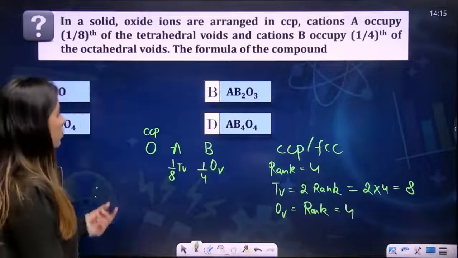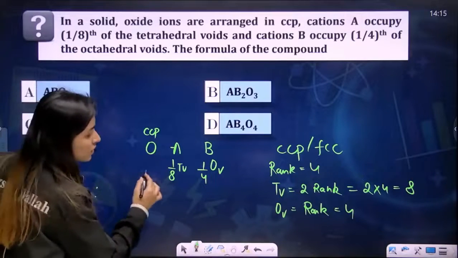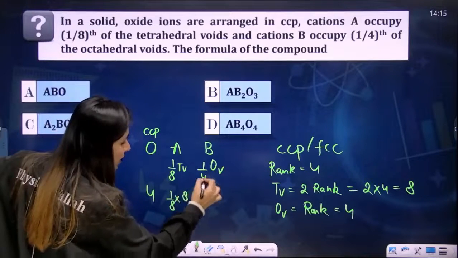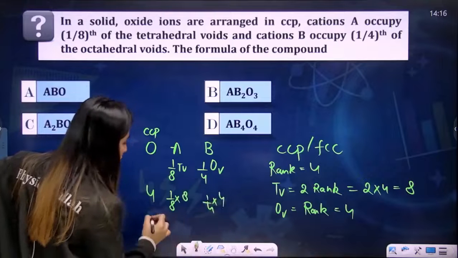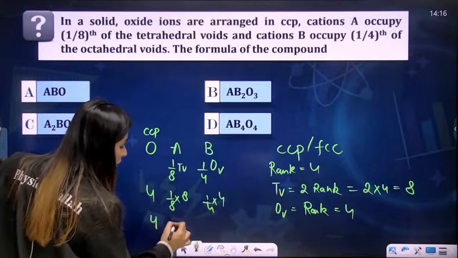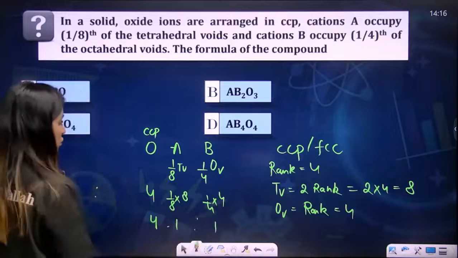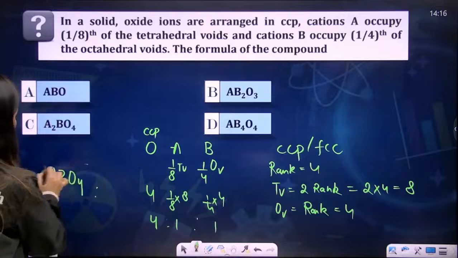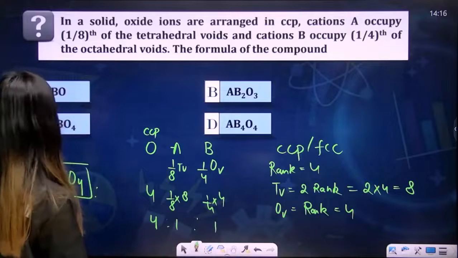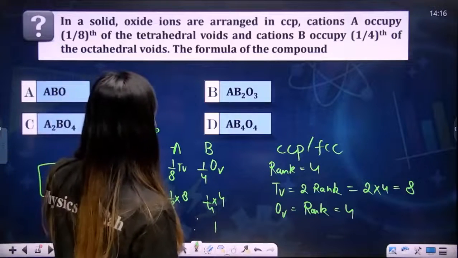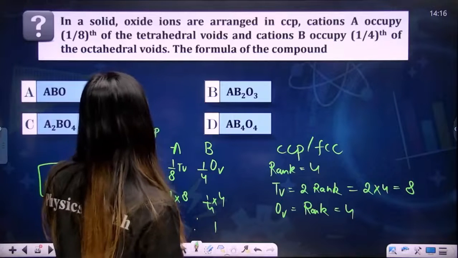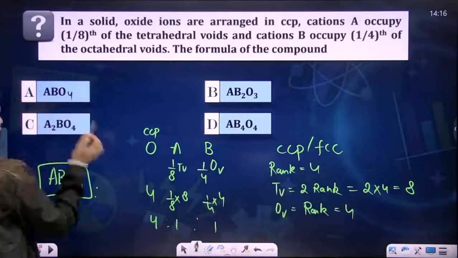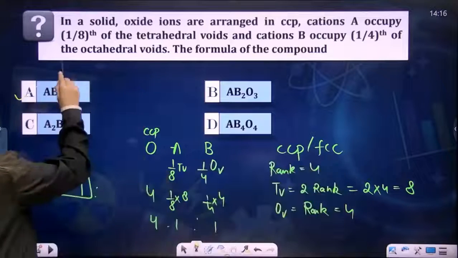Yes. So the oxide ions would be 4. Cation A would be 1/8 of the tetrahedral voids, which is 8, so 1. Cation B would be 1/4 of the octahedral voids, which is 4, so 1. So the ratio is 4:1:1, and the formula would be ABO4. There should be an option of ABO4. So option A will be your correct answer.